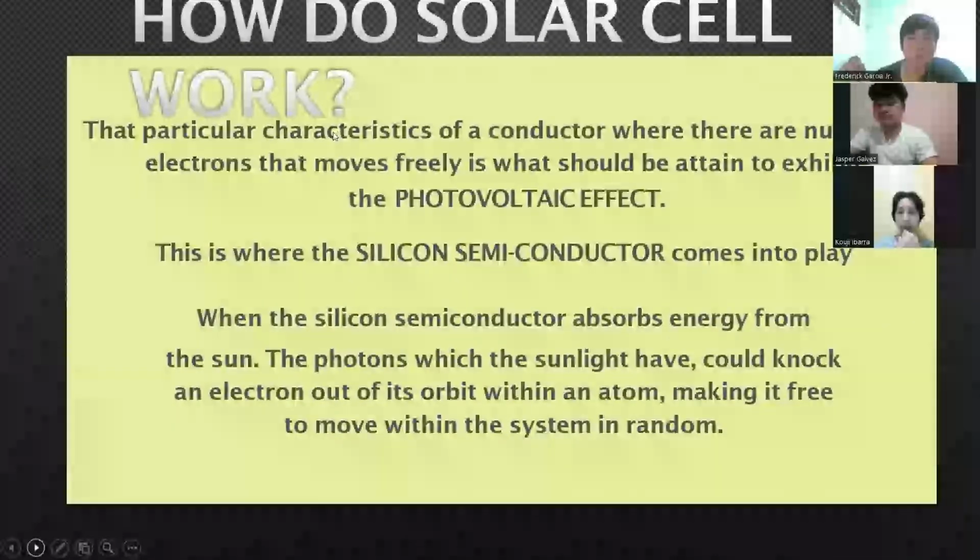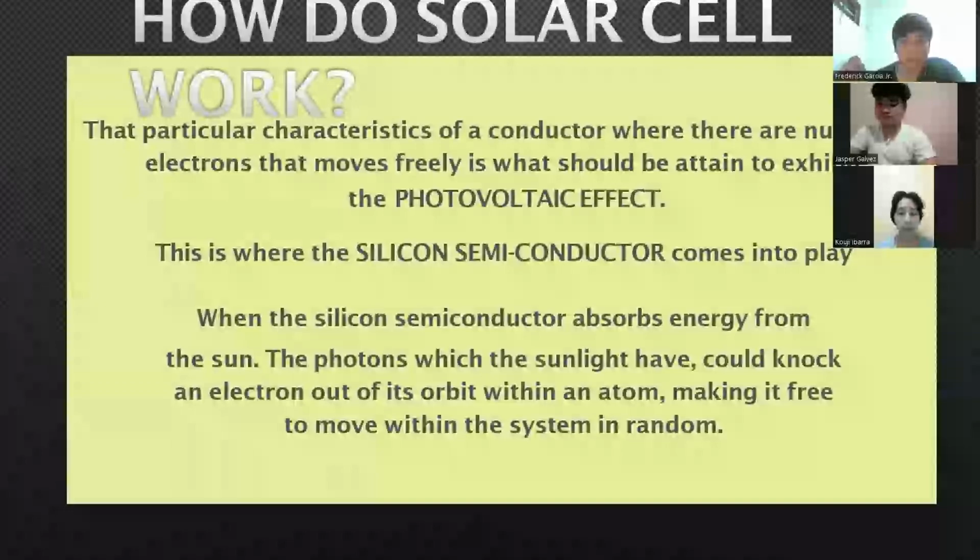Now, how does the solar cell work? Could one of you please read this line? How do solar cells work? So that particular characteristic of a conductor, where there are a number of electrons that move freely, is what should be attained to exhibit.